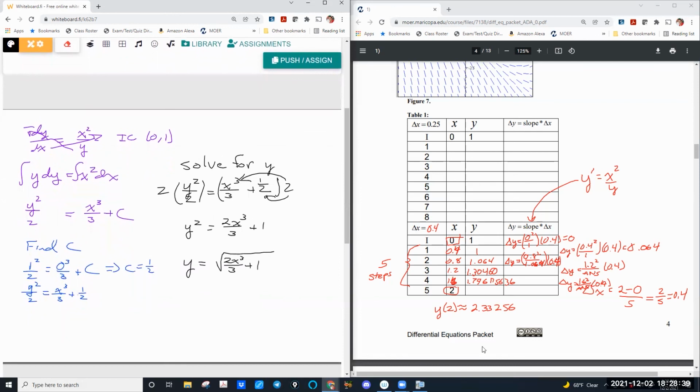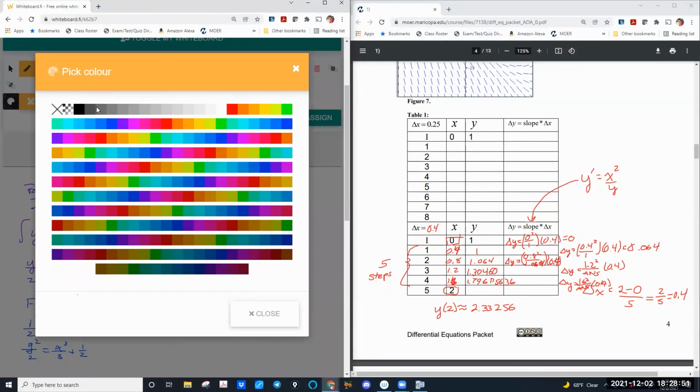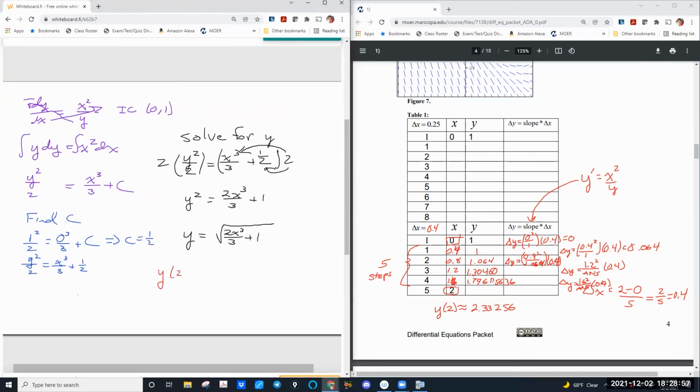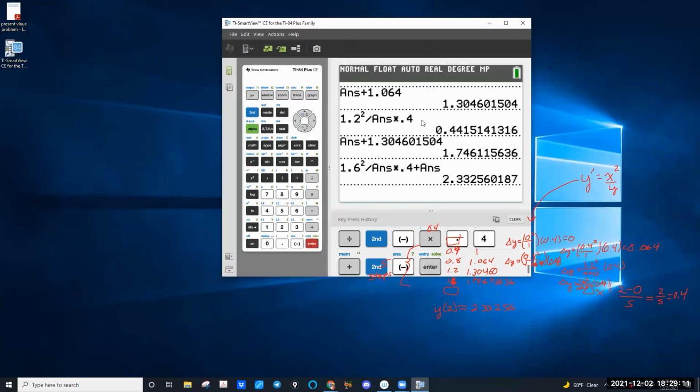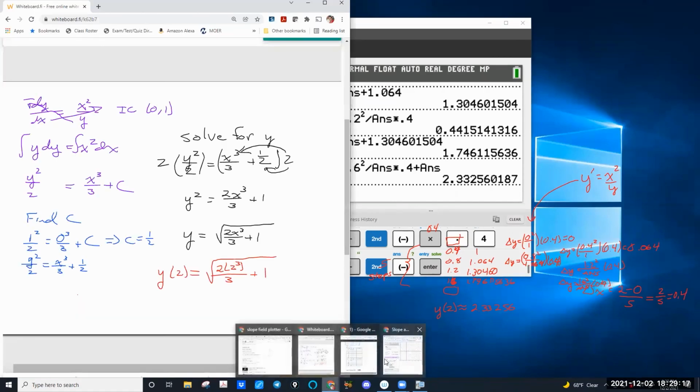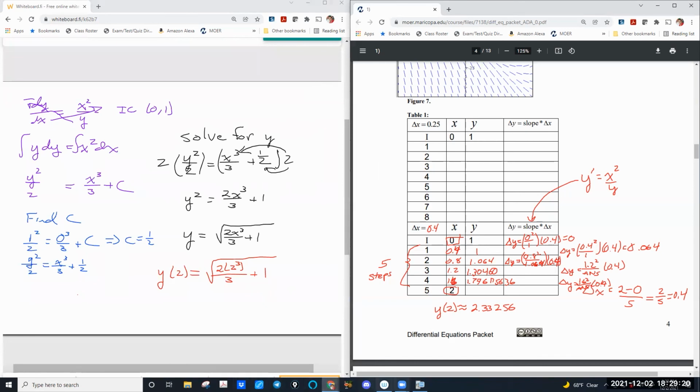Now here's why we're doing this. We estimated that y of 2 was about 2.33256. Well, now we're going to find out exactly what it is. So, y of 2 equals the square root of 2 times 2 cubed over 3 plus 1. All right. Well, shoot. There we go. All right, now I lost my calculator.